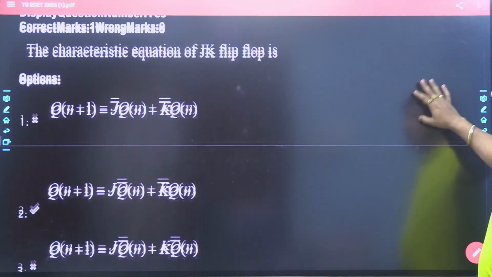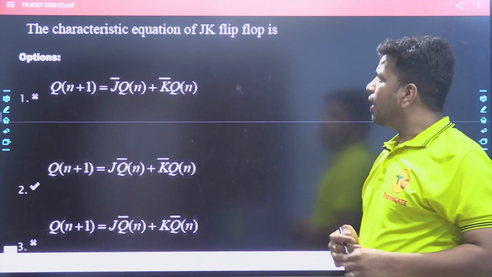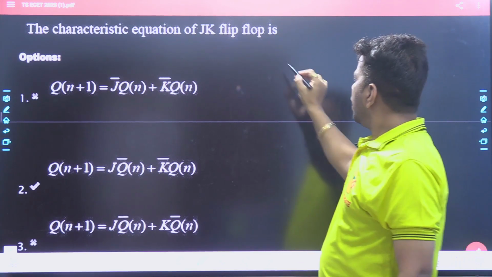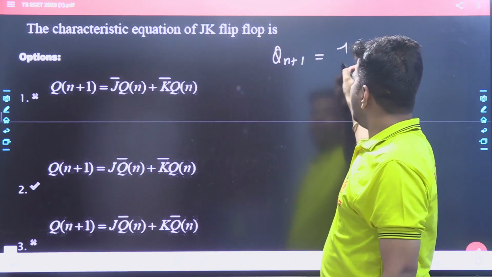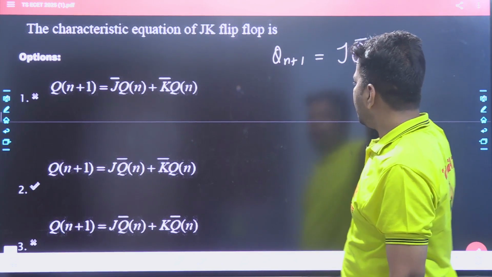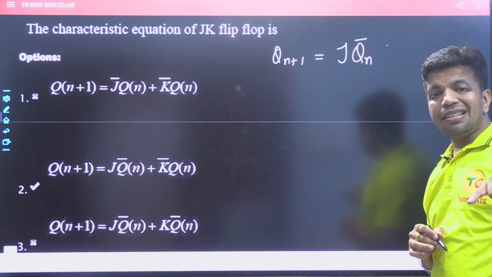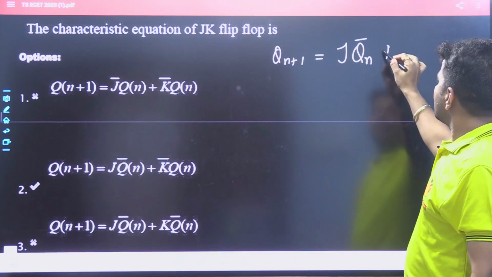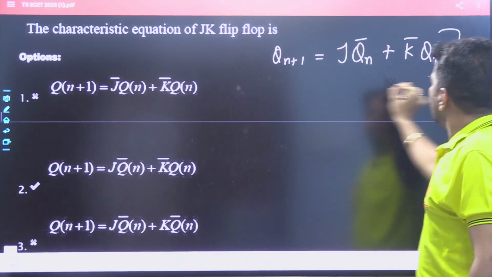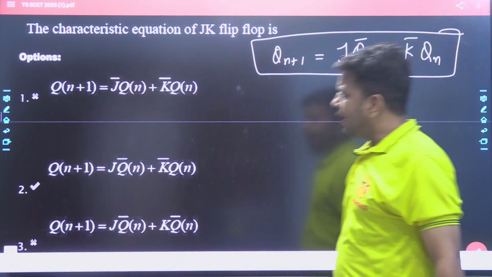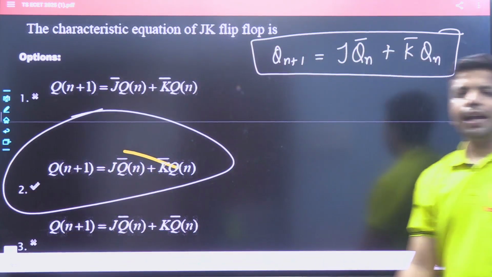Now the next one is: the characteristic equation of JK flip-flop is what? In the JK flip-flop, if you want to find the next state output, it is simply J Q bar, meaning the output of the nth state, plus K bar Qn. That would be your equation for the JK flip-flop, which is given in the second option. You can go with the second answer.